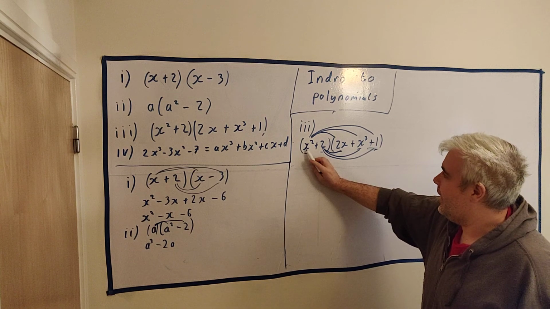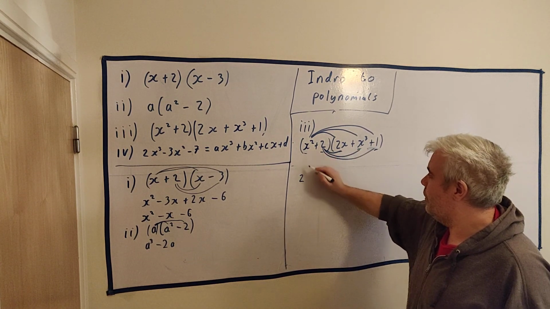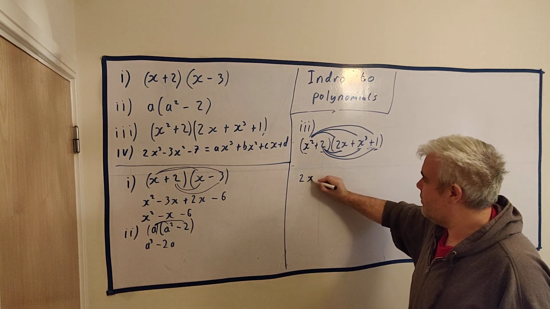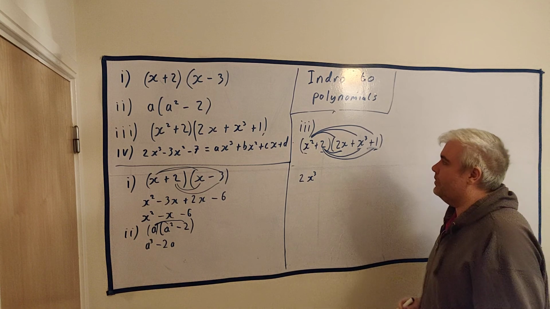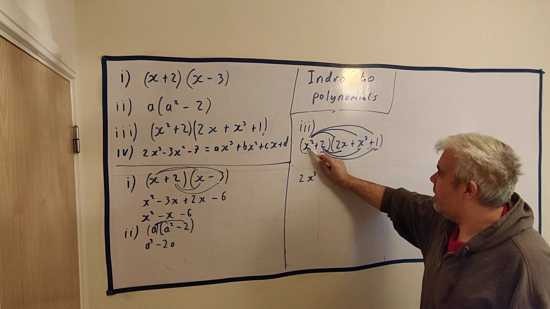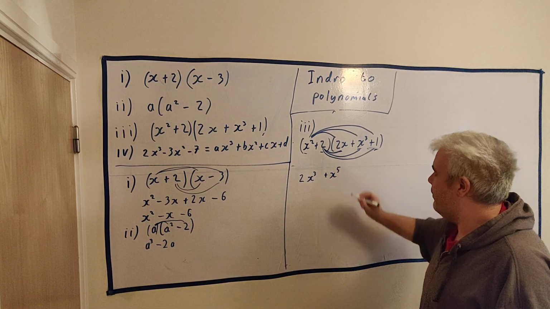So let's start. X squared by 2x. We get 2. 2 by 1 is 2. 2 x's by another x is 3 x's. X cubed. 2x cubed. Okay, let's go a bit faster. X squared by x cubed is x to the power of 5.